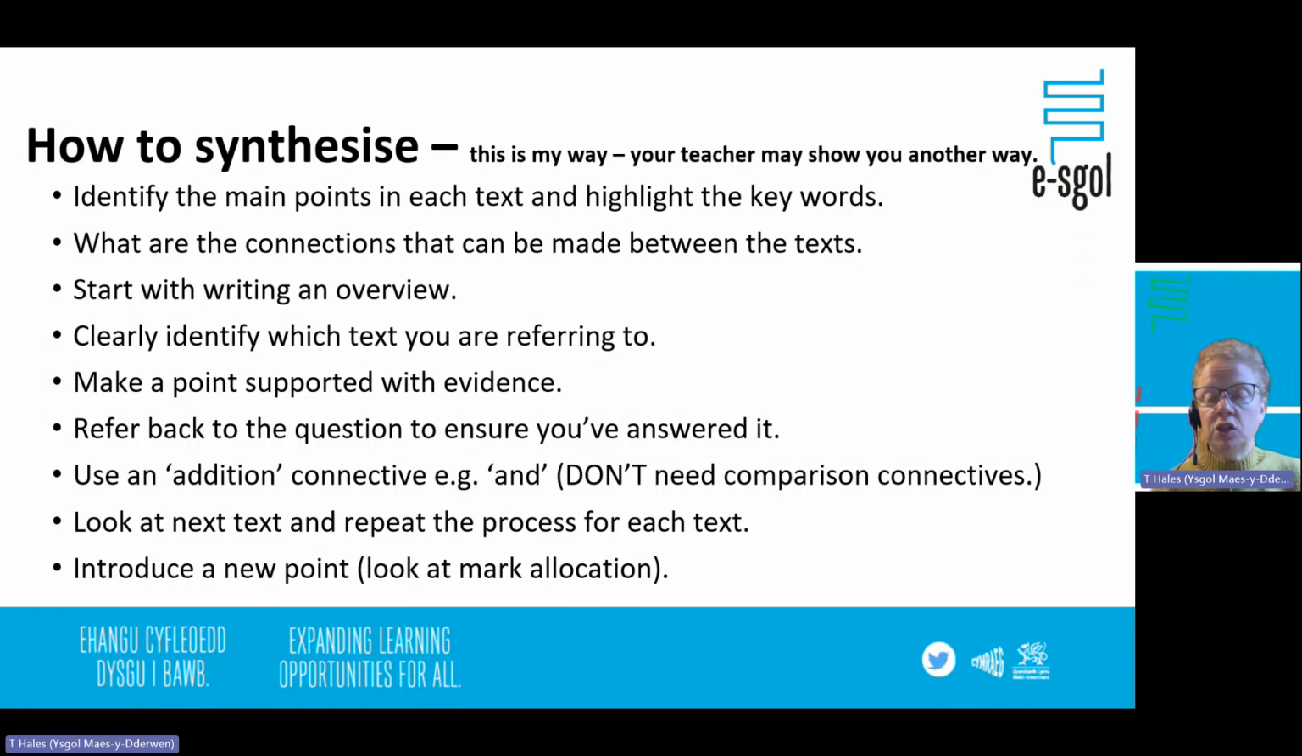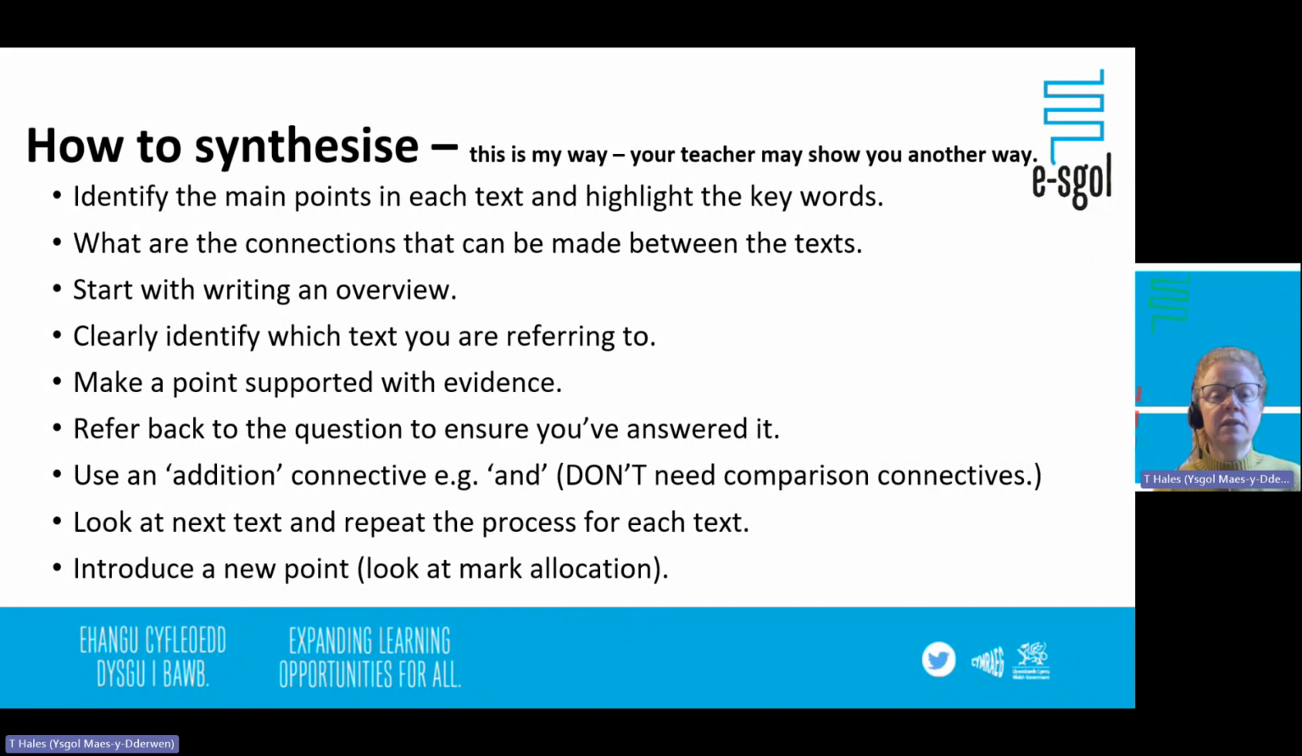Clearly identify which text you're referring to. So all the way through, if you take a quote, text C says that, text D says that. So you're clearly identifying it. That way you're going to get your mark. Make sure that if you're saying something, you're backing it up with evidence. You're using quotes, you're using words from the text to show why you think that. Always keep going back to that question. So the question was about international work.